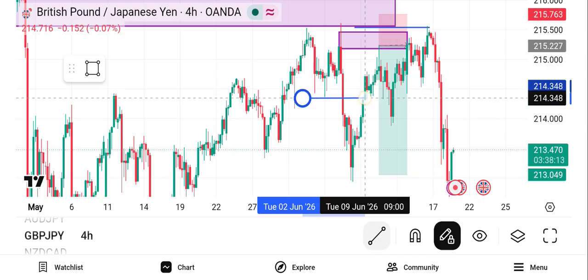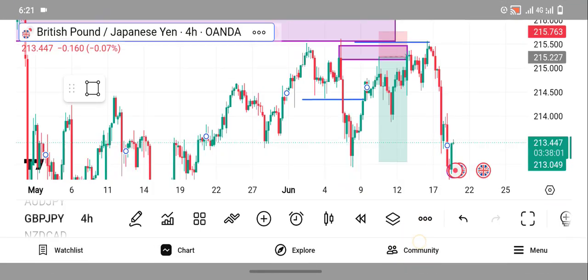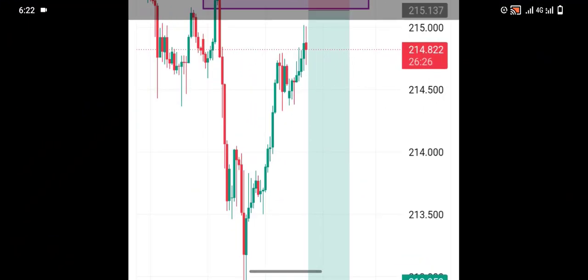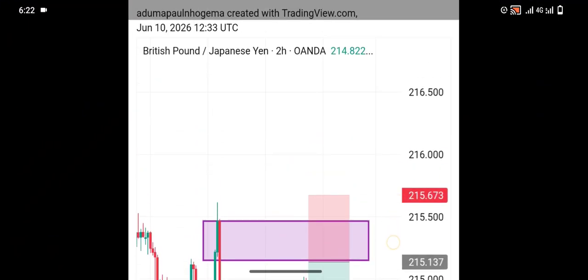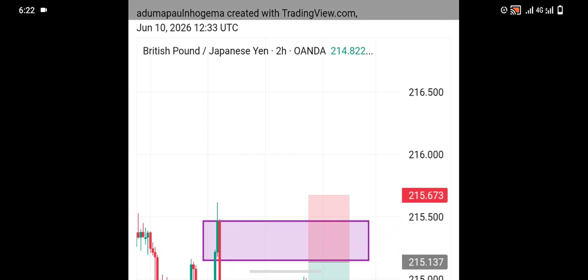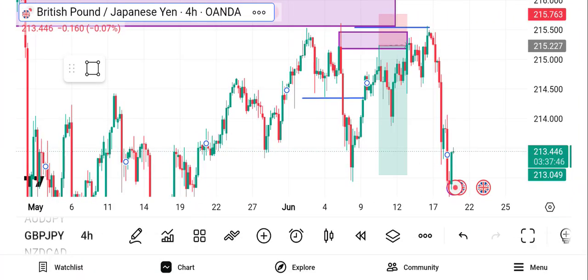So after you get your market structure shift, you can switch time frame to have clarity. I believe I took this trade from the 3 hour time frame. All right, let me check where I took this trade from. So this is the before. Okay, from the 2 hour time frame. So you have to switch between your time frames to know the perfect entry that you are going to use.